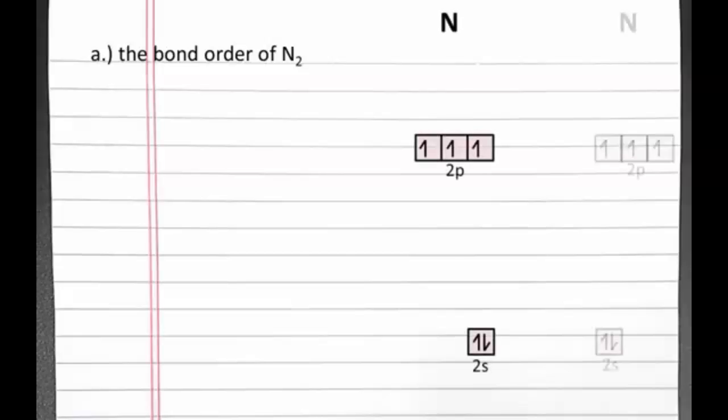First, we'll calculate the bond order of N2 by creating a molecular orbital diagram. To create the molecular orbital diagram, we'll start with the orbital diagram for both nitrogen atoms, focusing on the valence electrons. The 2s atomic orbitals of both of our nitrogen atoms will combine to create two molecular orbitals.